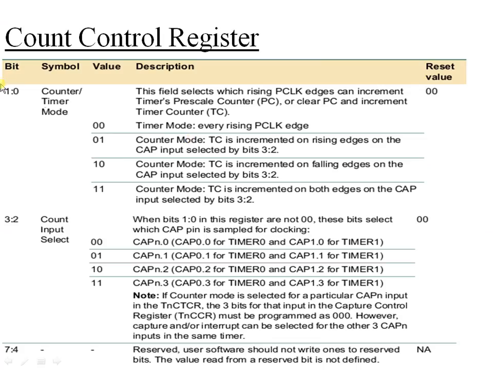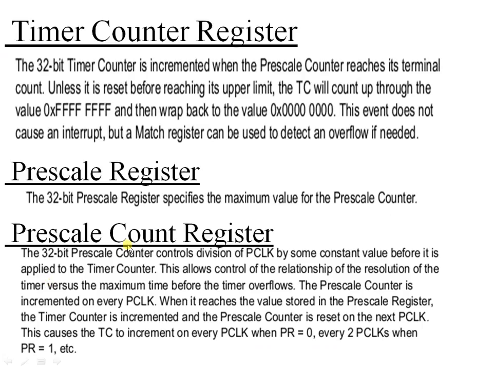So the thing is clear with the count control register: with the help of this you can select the mode of operation, as well as any one of the capture channels which is going to be acting as counter channel or counter pins, right? Now you have three more registers: the timer counter register, the prescale register, and the prescale count register. All these three registers are interrelated. We'll see how they are interrelated.